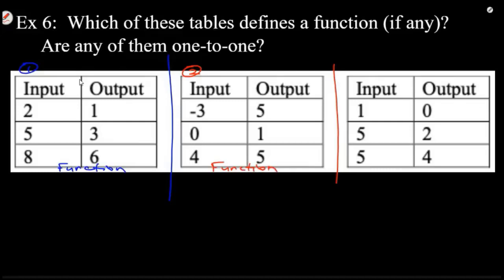Let's go to table number 3. Do those three represent a function or define a function? No. What's the problem? There's two 5s, and one of the 5s gets mapped to 2, and the other 5 gets mapped to 4. That's not a function.